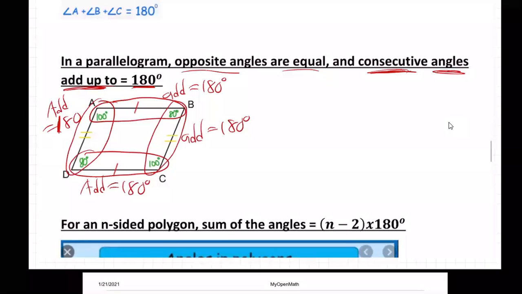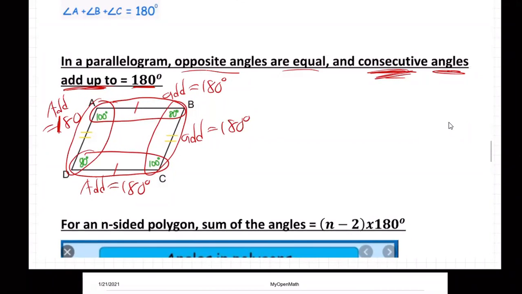They're called consecutive. Consecutive just means in a row, like with a football team, the day after the Super Bowl, and the Chiefs tried to win consecutive Super Bowls in a row. It just means in a row, right? So angles that are in a row, right next to each other, always add up to be 180 degrees.